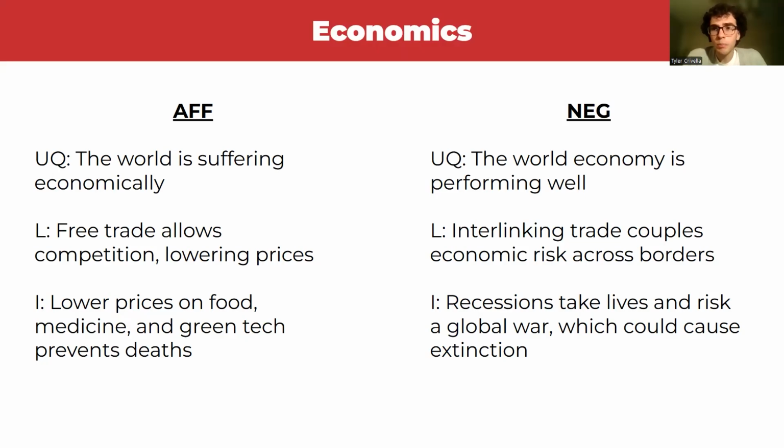So then people would buy what was cheaper. And so markets would move and be more efficient. That would make it such that prices would be lower. Then the impact of that would be to argue that having lower prices on things like food and medicine and maybe green technology would all prevent deaths, either immediately with food and medicine, or maybe in the long term by preventing climate change with green technology. All of those things are pretty straightforward.